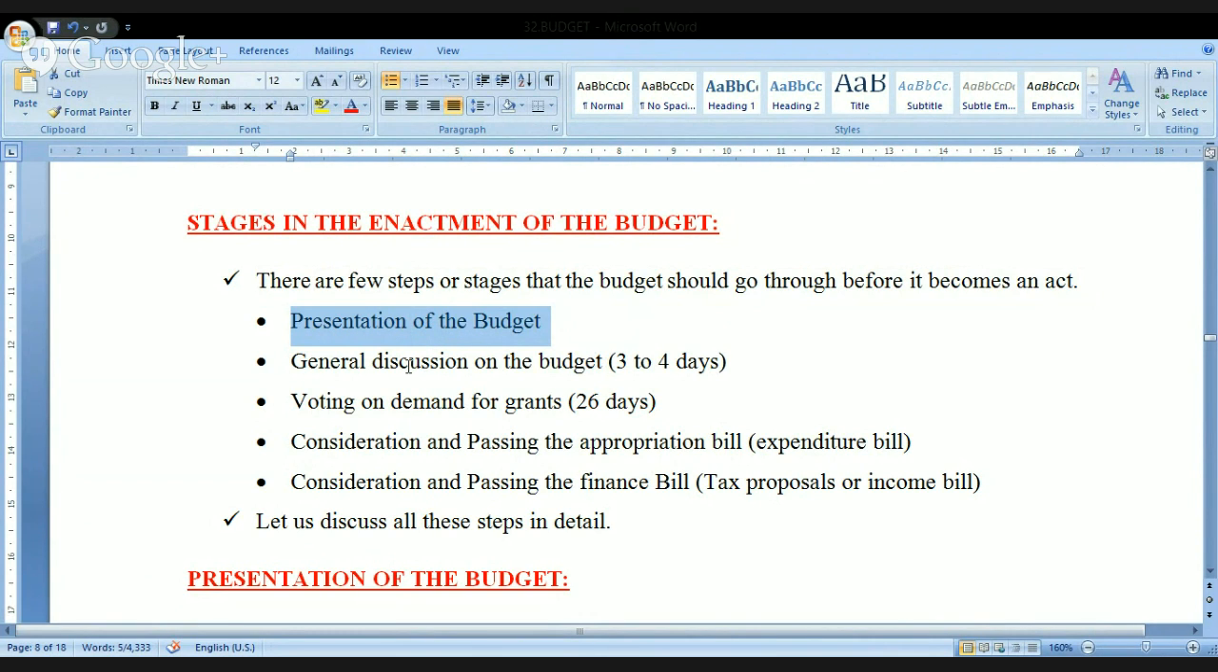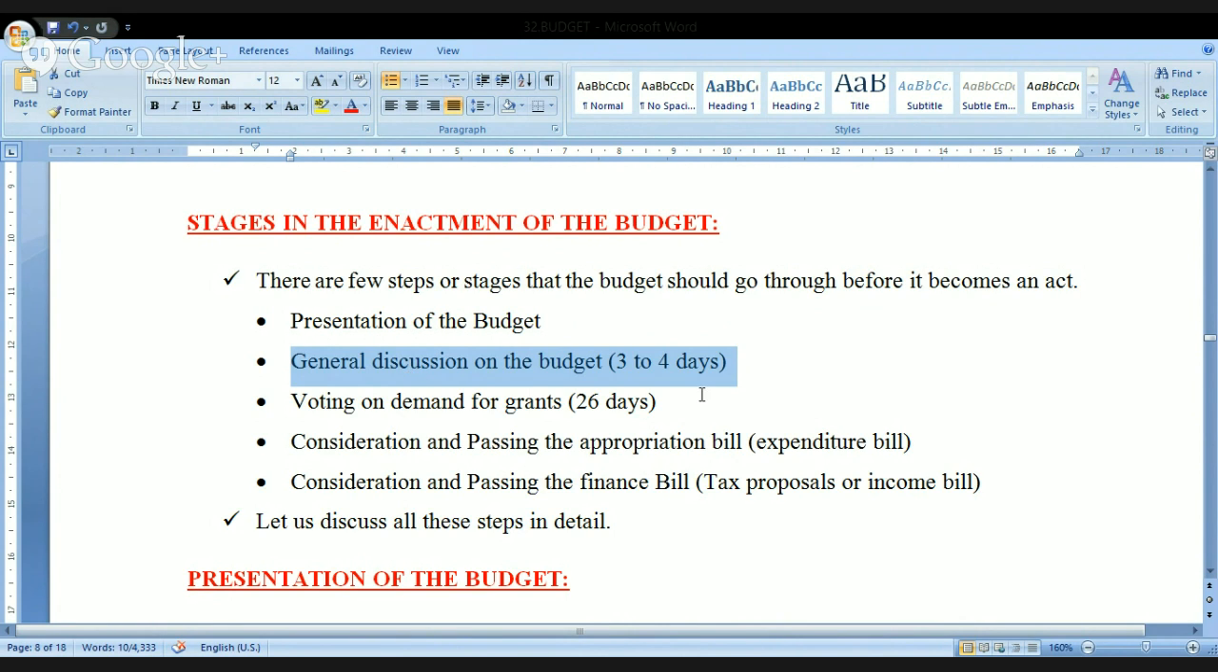Second one, discussion on the budget. This is called general discussion. And I told you during this time, it is the finance minister who will be giving the answers, but not the concerned minister. Concerned minister will give the answer at step number 3. Generally, for step number 2, 3 to 4 days are allocated. Number 3, voting on demand for grants.